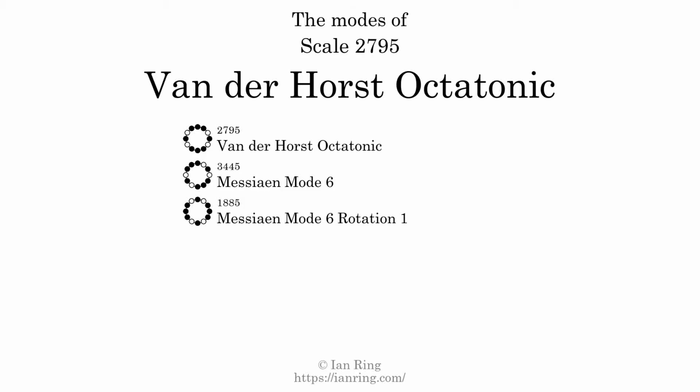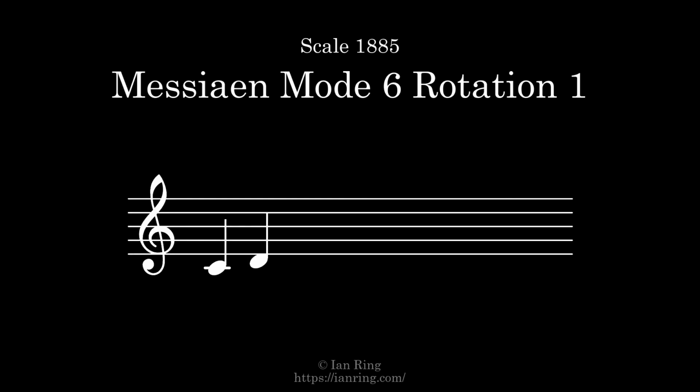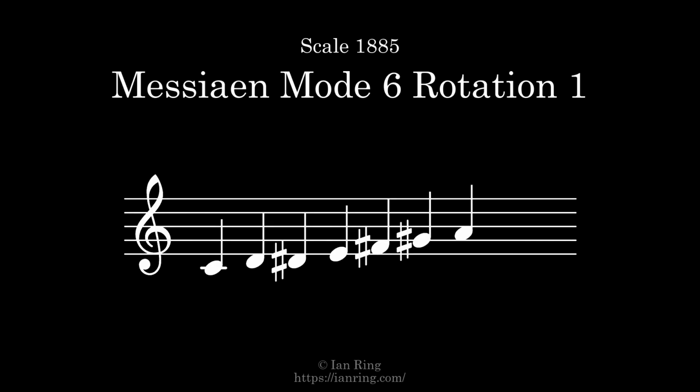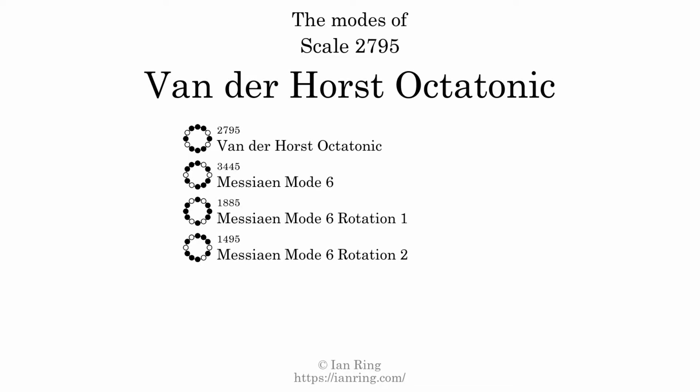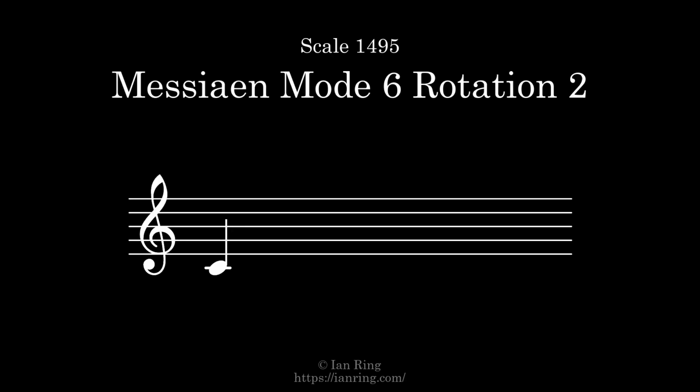The third mode is scale 1885. Also known as Messiaen mode 6 rotation 1. It sounds like this. The fourth and last mode is scale 1495. Also known as Messiaen mode 6 rotation 2. It sounds like this.